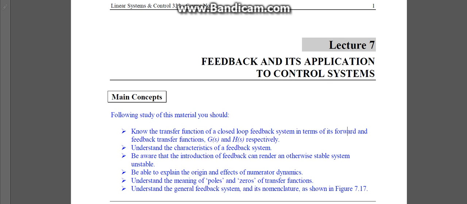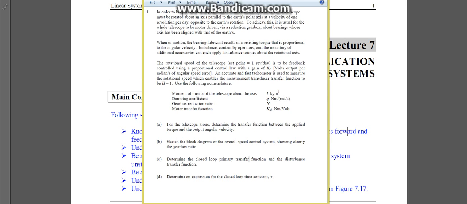So the example I will be showing you today is as follows. It is of a telescope that is pointing at a celestial object along the Earth's polar axis of rotation, and the said telescope will then rotate via a motor drive from a reduction ratio gearbox, whose bearings are, as I said, aligned with that of the Earth's polar axis of rotation.